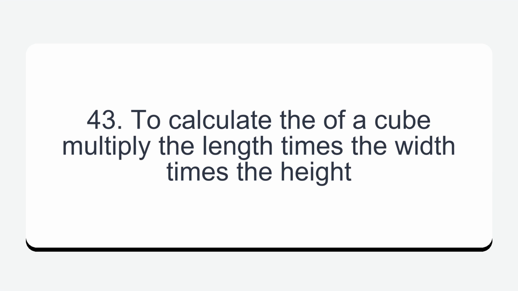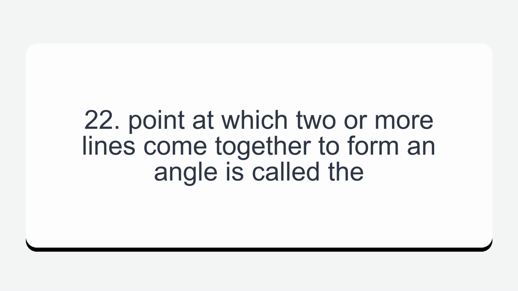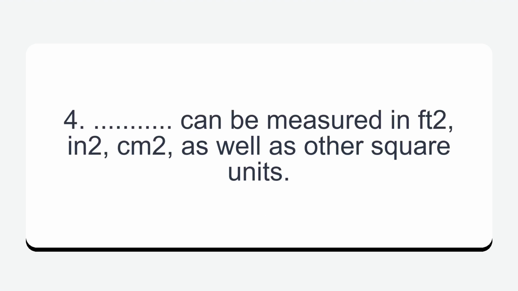43. To calculate the of a cube multiply the length times the width times the height. Vertex. 22. Point at which two or more lines come together to form an angle is called the volume. 4. Can be measured in ft2, in 2, cm2, as well as other square units.